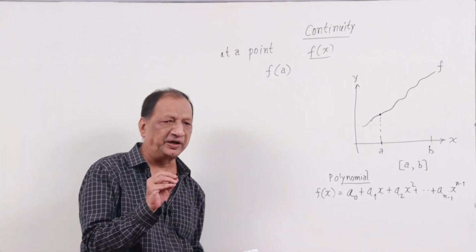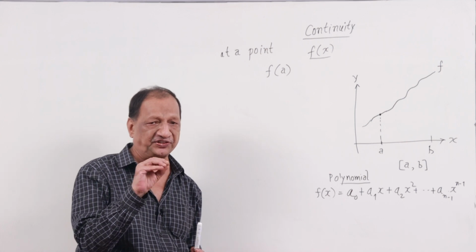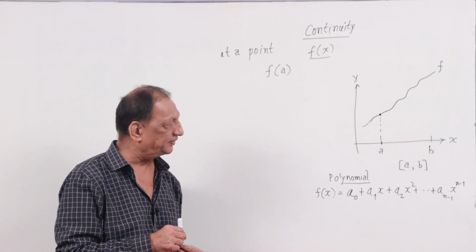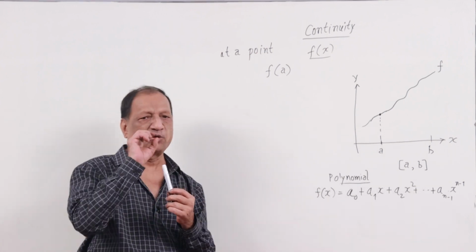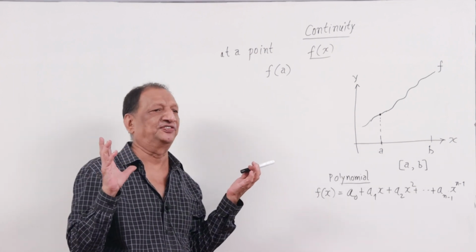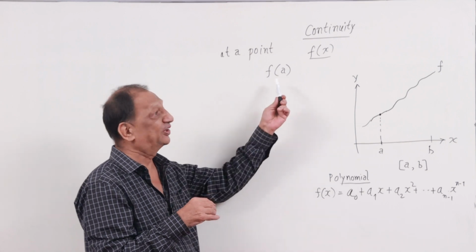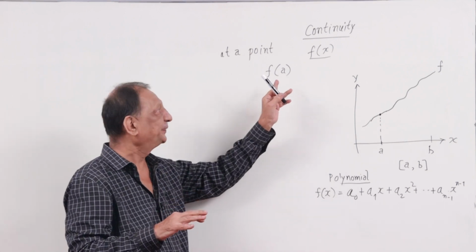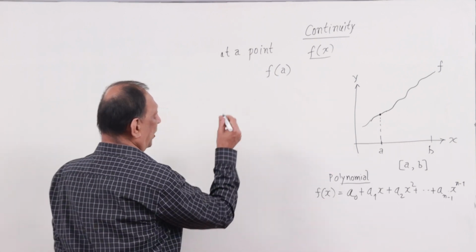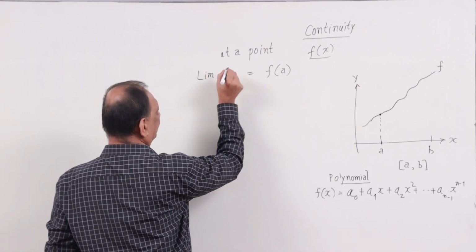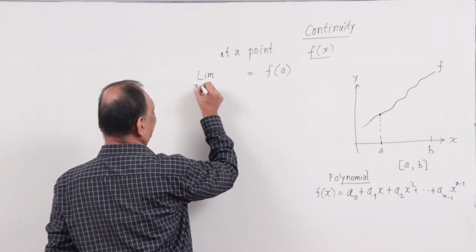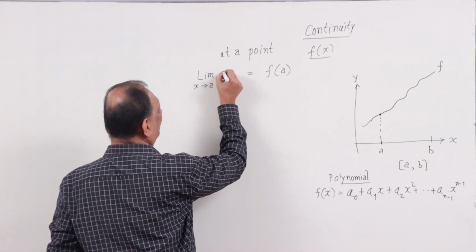For example, take those pathological functions which I discussed. A pathological function which had a hole does not satisfy this, because at that hole the function is not defined; it's not part of the domain. So it must be in the domain and have a value, and it should also be the same as the limit as x tends to a of f(x).